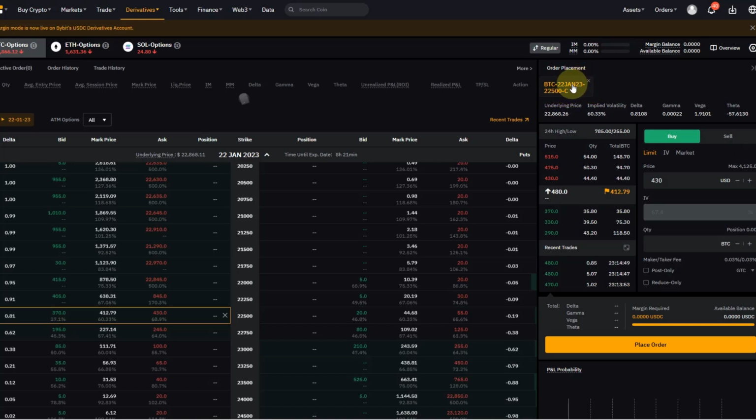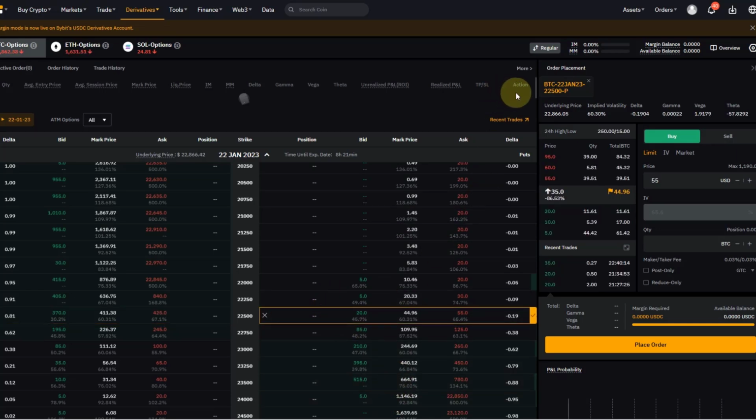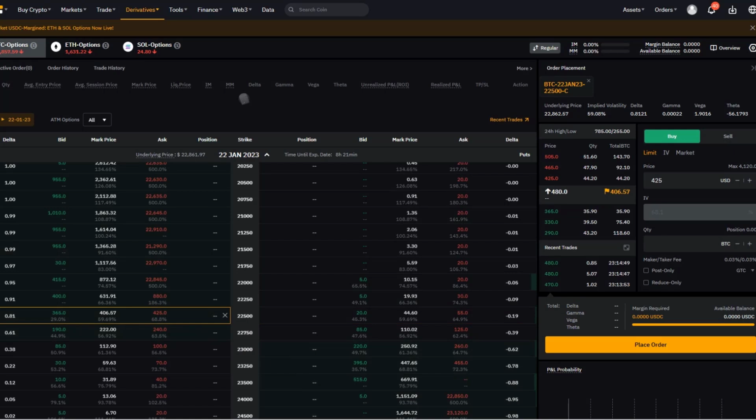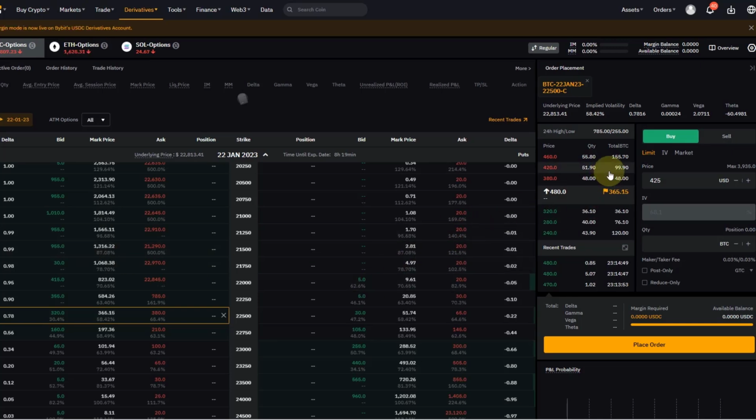I would always double check it, because it could be that you've accidentally selected the wrong one, and then you see P here for put. So you want to make sure that's all correct before you accidentally trade the wrong contract. So let's take a look here on the right hand side.